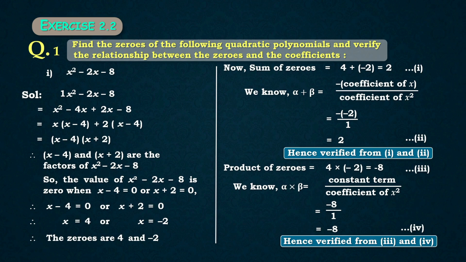Final conclusion. The zeros of the given quadratic polynomial are 4 and minus 2. Both the sum and the product of the zeros satisfy the standard relationships with the coefficients. Therefore, the relationship between zeros and coefficients is verified.